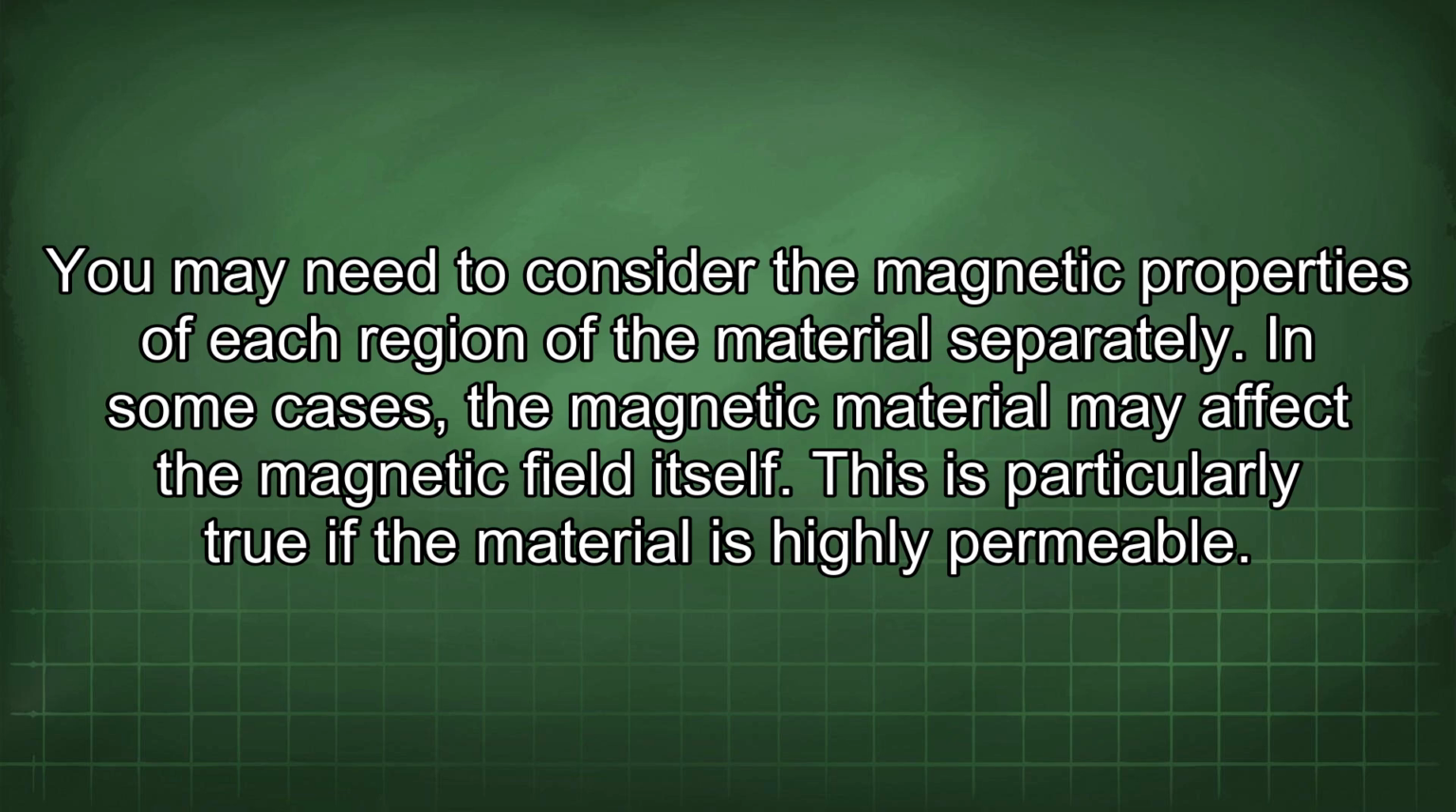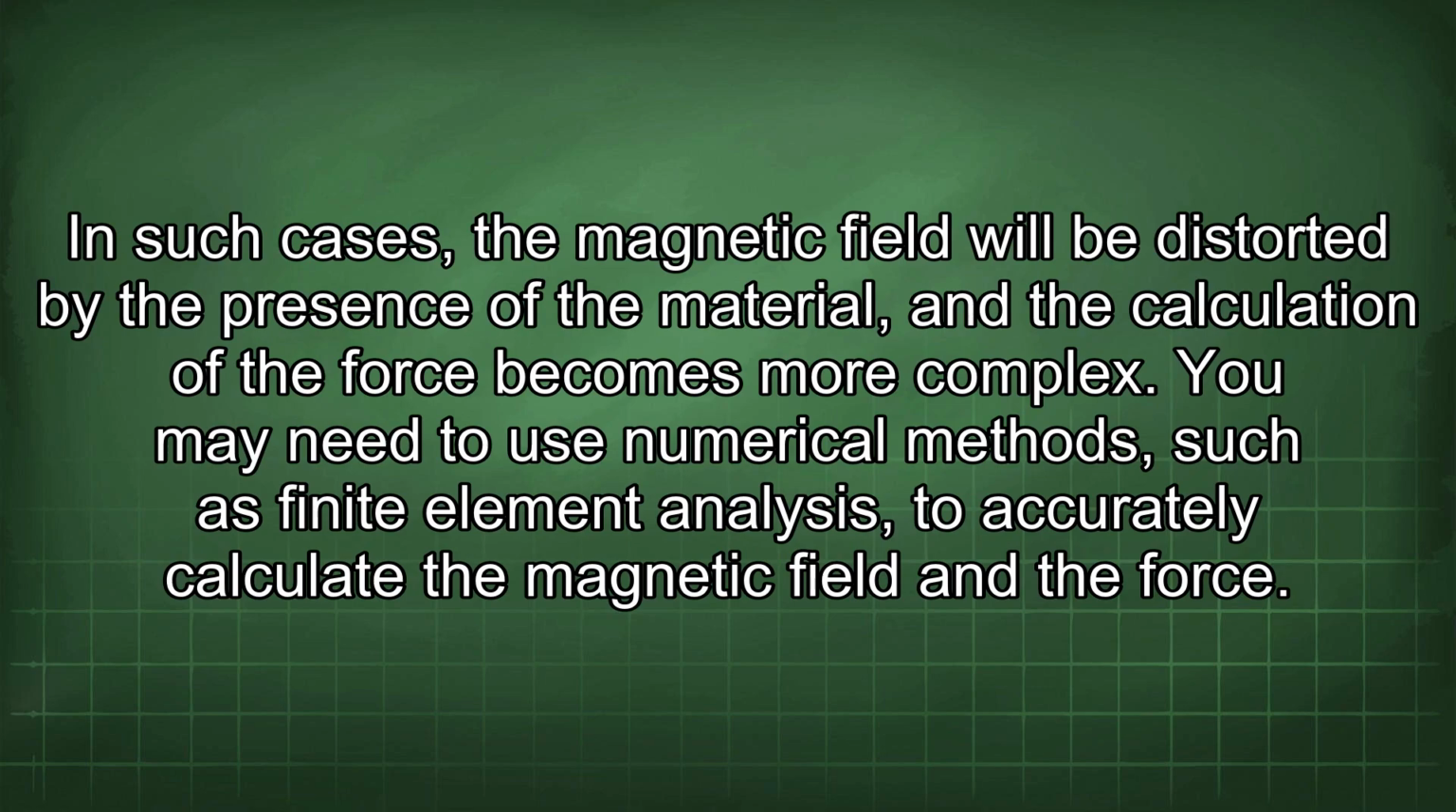In some cases, the magnetic material may affect the magnetic field itself. This is particularly true if the material is highly permeable. In such cases, the magnetic field will be distorted by the presence of the material, and the calculation of the force becomes more complex. You may need to use numerical methods such as finite element analysis to accurately calculate the magnetic field and the force.